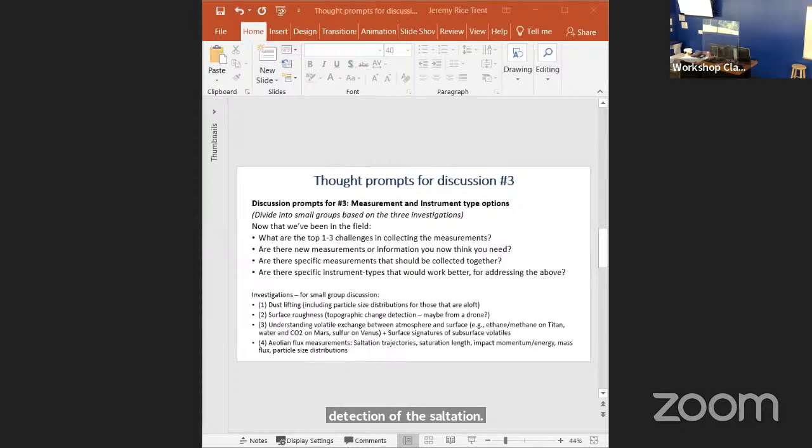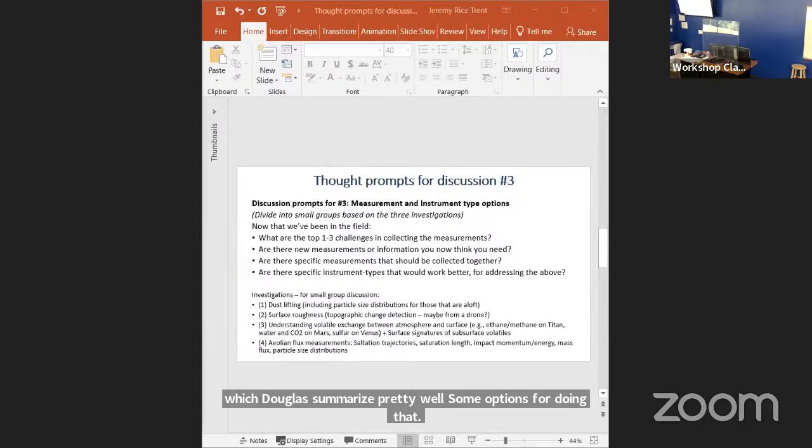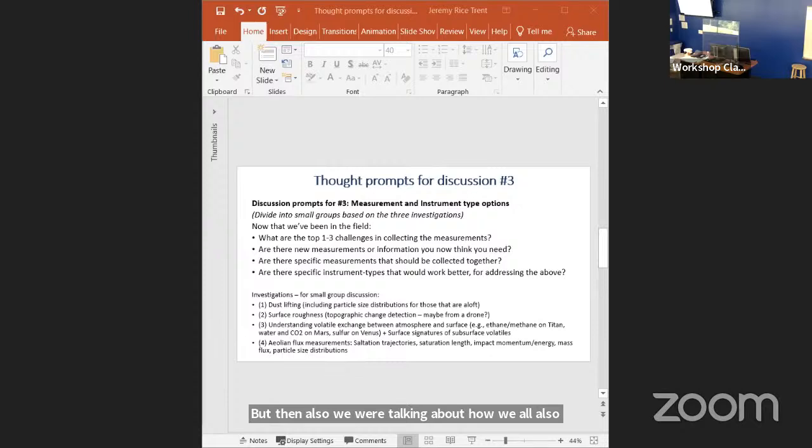So you want to directly measure the saltating grains, which Douglas summarized pretty well, some options for doing that. But then also we were talking about how we want to understand, ideally, the wind profile in a saltating cloud to understand the dynamics associated with the individual saltating grains, but then also measure the wind shear above that cloud to understand the general boundary layer environment that is generating these saltating events. And to go with that, the air density, temperature, and surface roughness are also probably other things that would need to be measured independently somehow or derived to provide you the big picture.